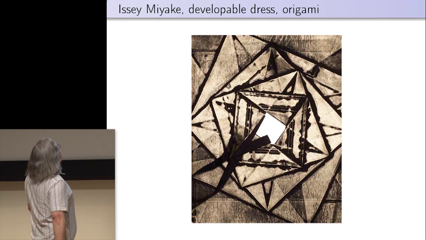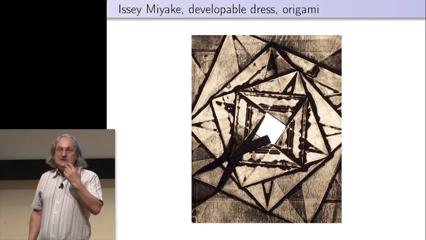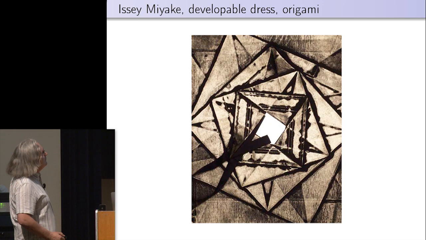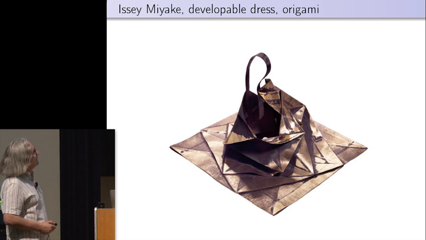Now, let me show you how Miyake is folding dresses. How he's using singularities, non-smooth objects. See, this doesn't look like a dress, but it is a dress. Let me show you how to unfold it. Let's unfold this dress. Miyake.